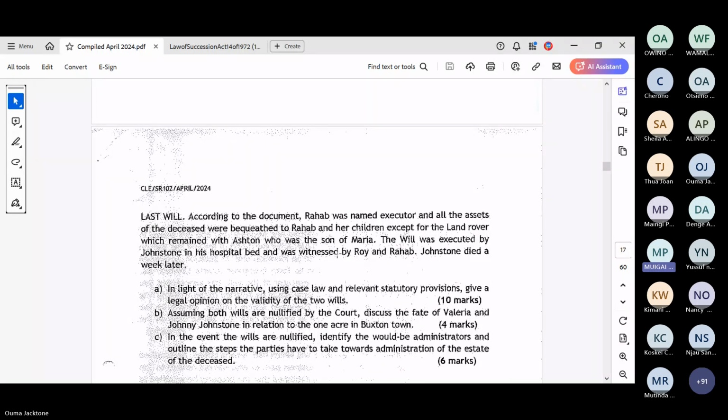Written last will. According to the document, Rahab was named executor, and all the assets of the deceased were bequeathed to Rahab and her children, except for the Land Rover, which remained with Ashton, who was the son of Maria. The will was executed by Johnston in his hospital bed and was witnessed by Roy and Rahab. Johnston died a week later. A. In light of the narrative, using case law and relevant statutory provisions, give a legal opinion on the validity of the two wills.